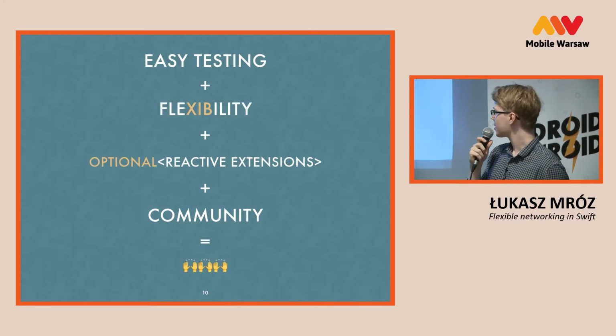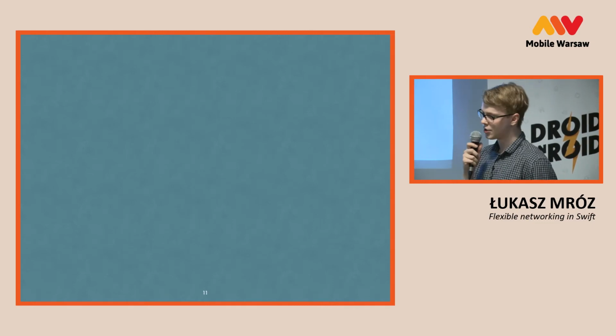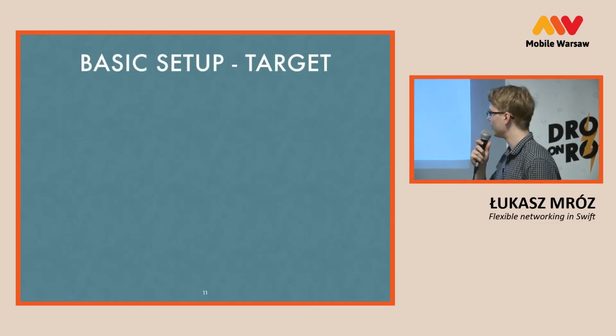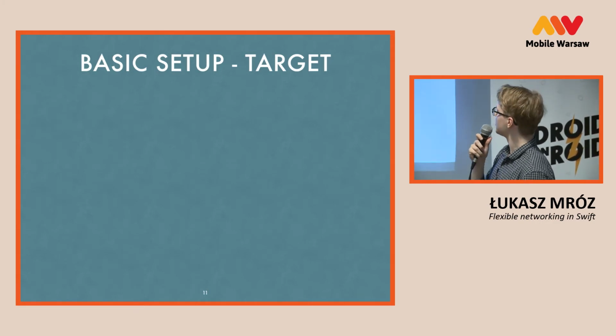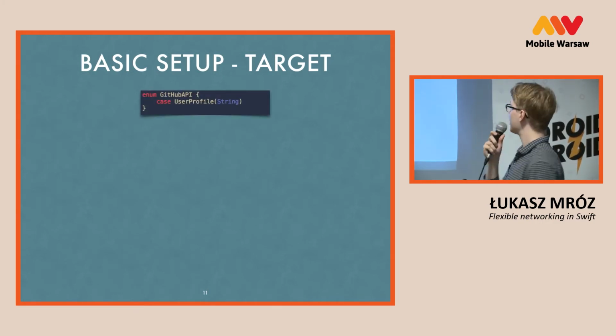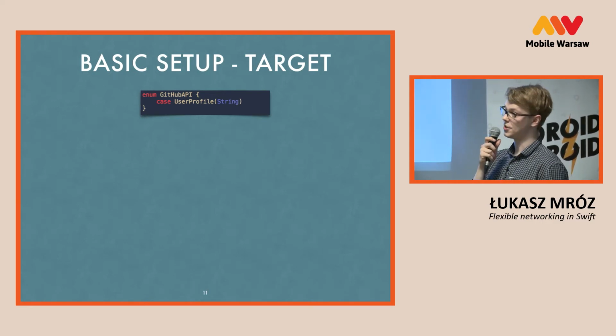And this brings us success. So let's start with a basic setup. We got the idea of Moya. So basic setup is we have to create a target, which for now is an enum.